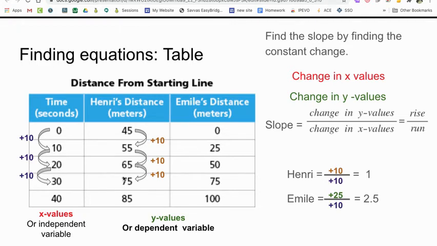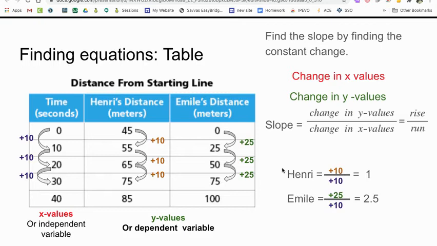We already knew it because we saw the graph, but if we didn't, we could go up. Every time I go up by the same amount, I'm going up by the same amount in the y-axis. Similarly, when we go to Emil, he's going up by 25 and 25 and 25. So again, every 10, I'm going up 25. So we have a constant rate of change. And then we can look at that just like we did in the graph, 10 divided by 10 equals 1.